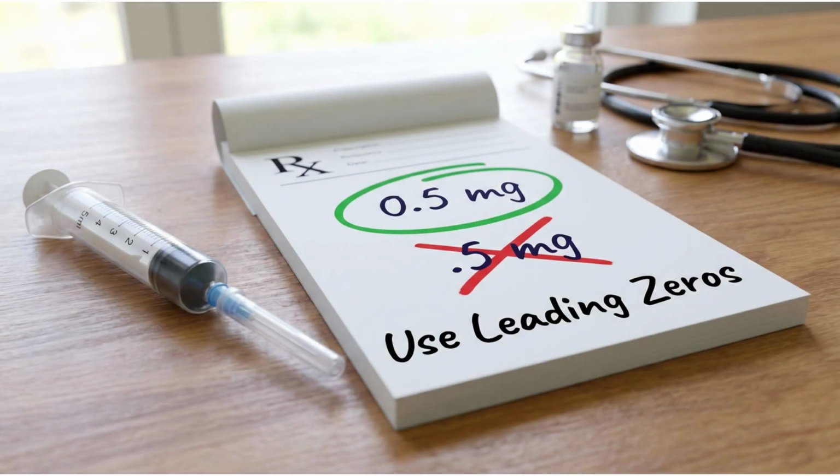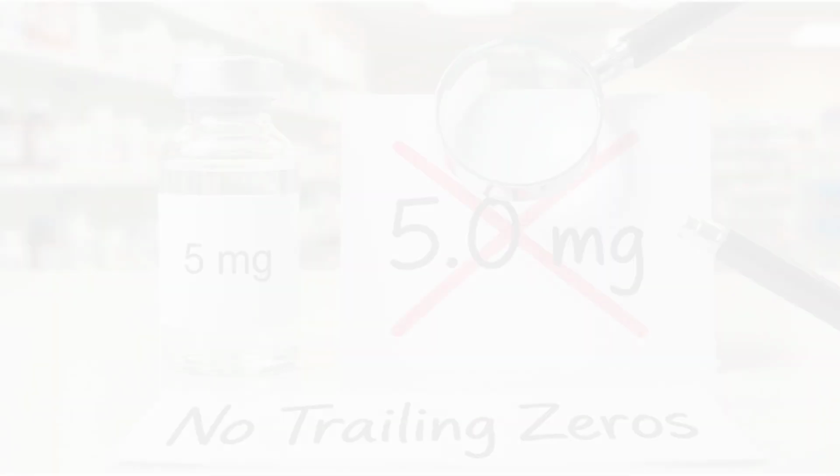Numerical notation is another area where precision saves lives. A leading zero is strictly required before a decimal point, such as writing 0.5 milligrams. Without that leading zero, the decimal point might be overlooked, causing a clinician to misread the dose as a whole 5 milligrams, leading to a tenfold error.